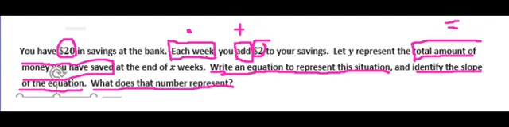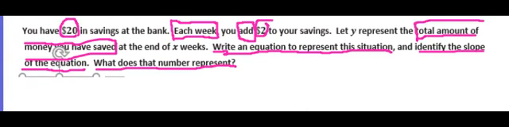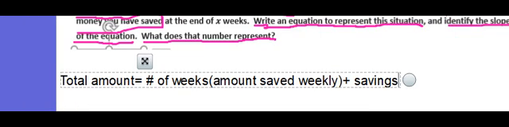Yeah, you've underlined 3 questions. We need to write an equation that represents the situation. We need to identify slope and then determine what that number represents. All right, so let's talk about building our equation. They tell us that y represents the total amount of money you've saved at X amount of weeks. All of the things that are actually building up our equation using words.